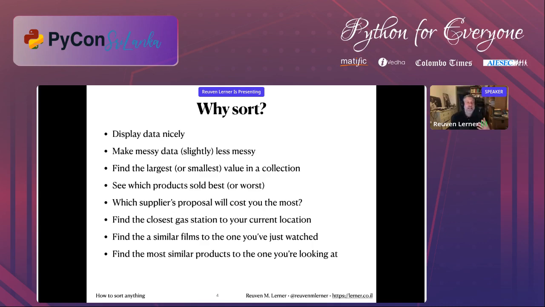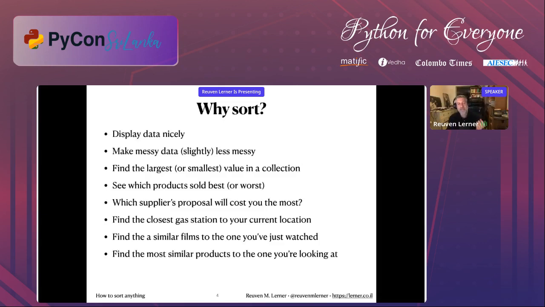Let's say I'm doing a mapping system. I can find out which gas station is closest to where I'm currently located. Maybe I'm running Netflix or a competitor to Netflix, and I want to show my customer films that are similar to one that they just saw, right? You just watched the following. Maybe you want to watch something else. YouTube is famous, sometimes infamous, for doing that sort of thing.